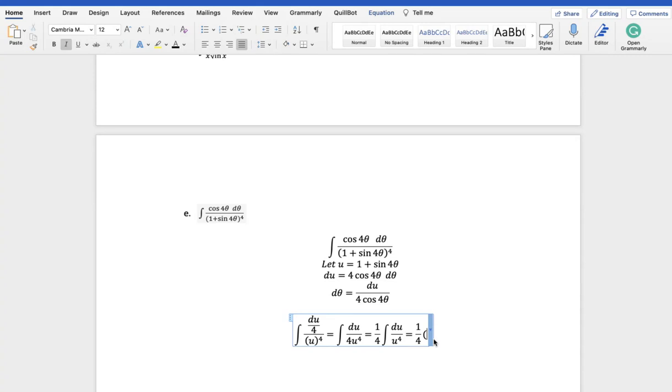Sir, where does the 4 from du is equal to 4 cos 4 theta come from? The first 4. Which one? Here. It's the derivative. So you have u is equal to 1 plus sine 4 theta. When you take the derivative of u now, the derivative of 1 is 0 plus the derivative of sine 4 theta, which is just 4 cos 4 theta multiplied by d theta. Does that make sense?